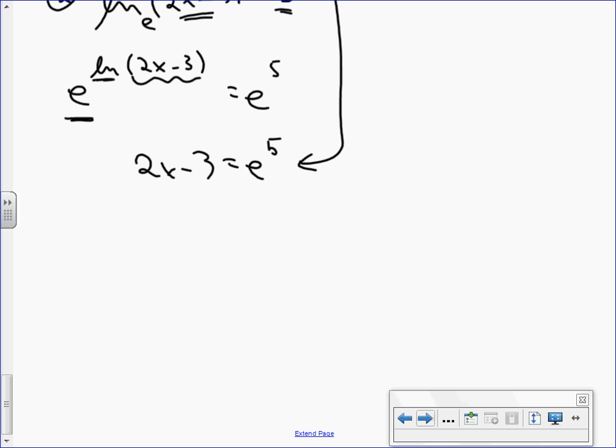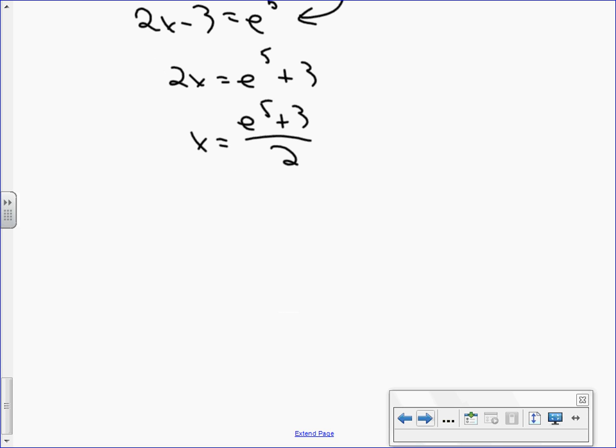All right, e to the 5 is just some number, so you're going to add 3, and you're going to divide by 2. I have no idea what that number is. If I really needed to have a sense of it, I would drop it into my calculator and come up with a solution. Okay?